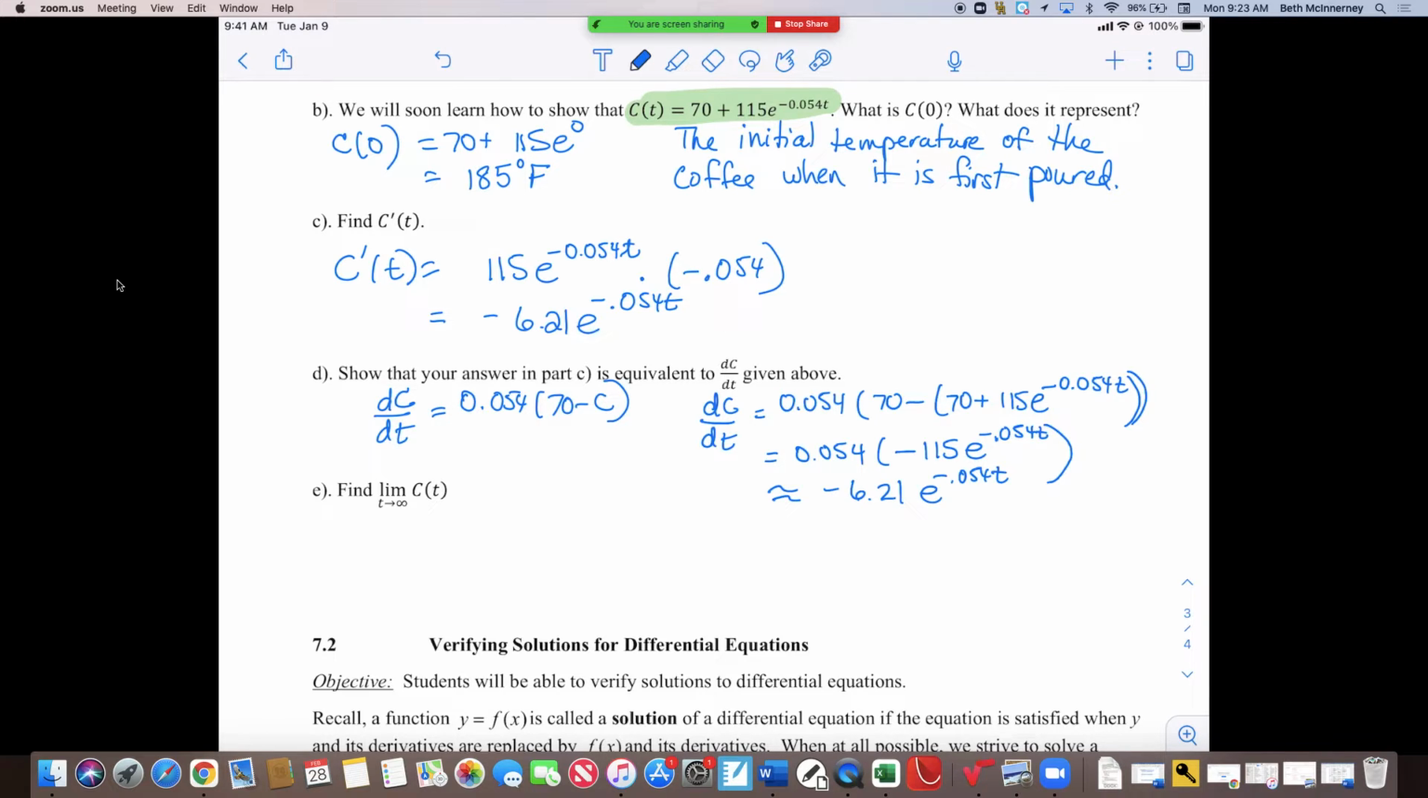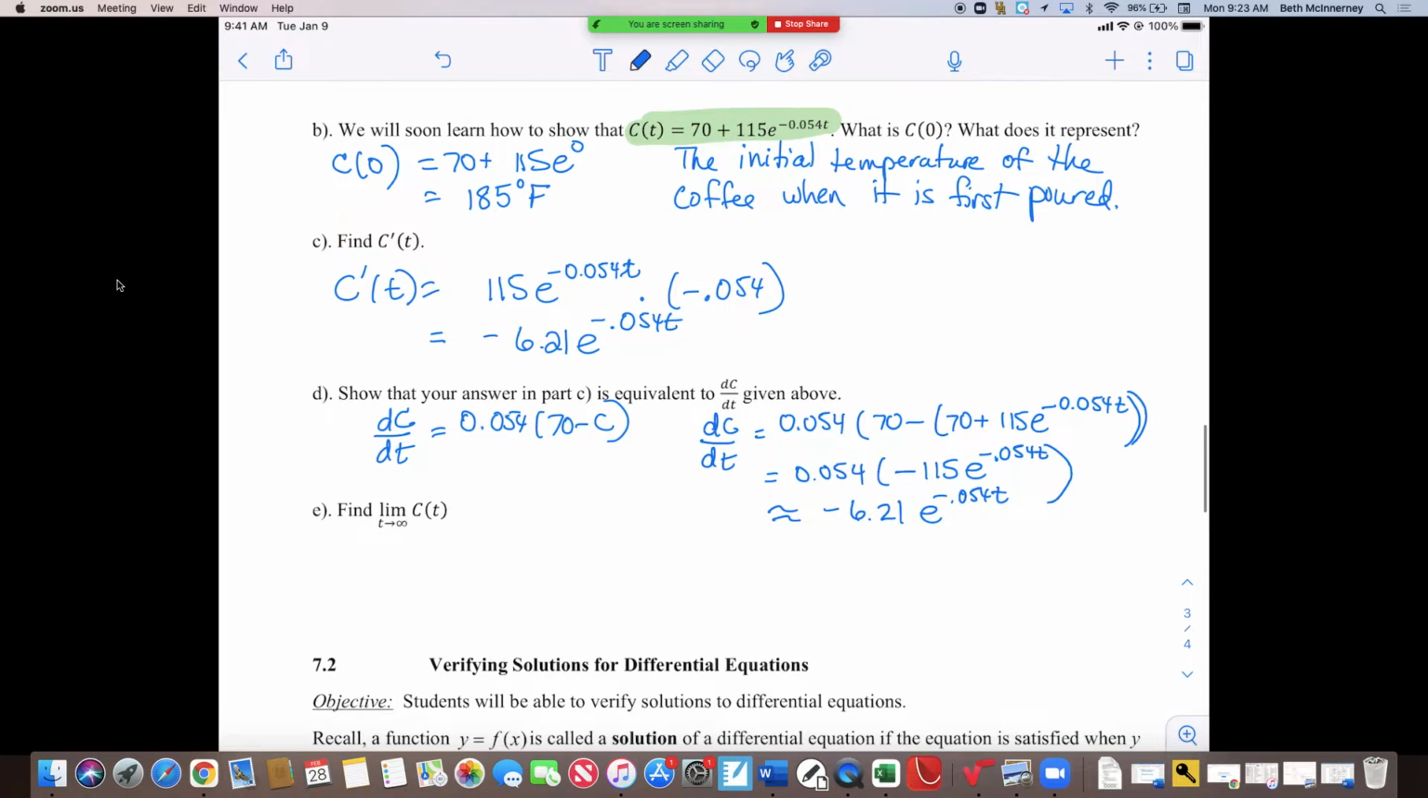Again, this is an excellent free response style question because you see I've done derivatives, and now I'm going to look at a limit. It says, find the limit as t approaches infinity of C of t. This is really fantastic stuff. So this is the limit that I'm looking for.